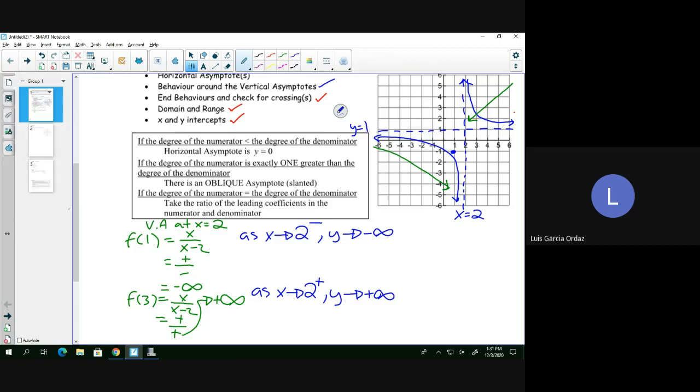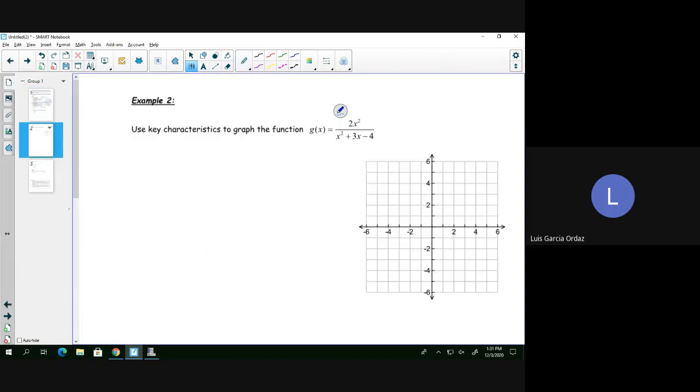Okay, so this one involves a quadratic. It's the same concept. Okay, so we'll just go through it step by step. So our example 2 is use key characteristics to graph the function g of x is equal to 2x squared divided by x squared plus 3x minus 4. Yeah, so if it was a negative over a negative, it would be approaching positive.